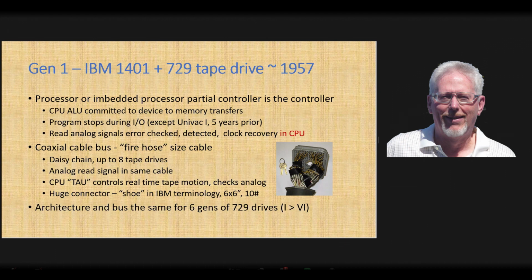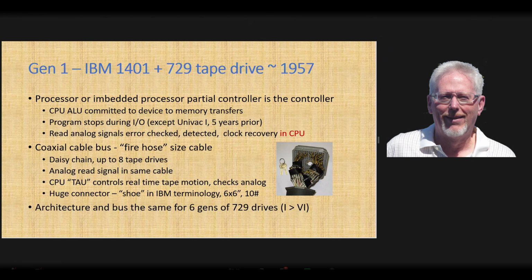Now, the interesting thing was analog read signals were passed directly into the central processing unit. Always a little adventure if you're into bits and nanoseconds over wires. Coaxial cable bus was really fire hose size cable, literally. You could have eight tape drives on the daisy chain. They put analog read signals into the same cable, and all those analog signals were processed in the CPU, and it was in a box called the TAU tape adapter unit.